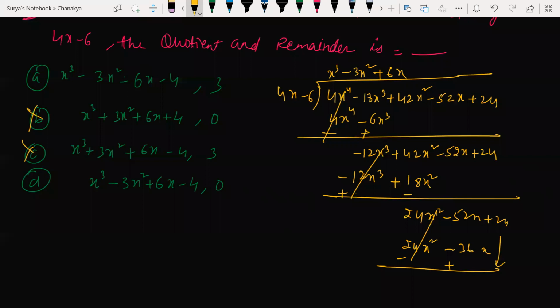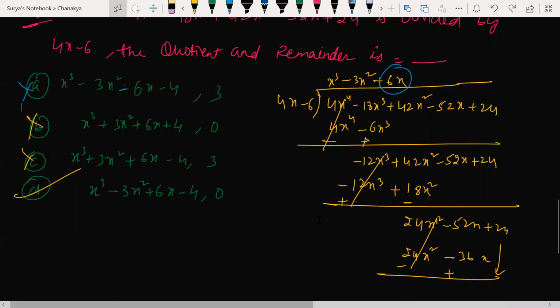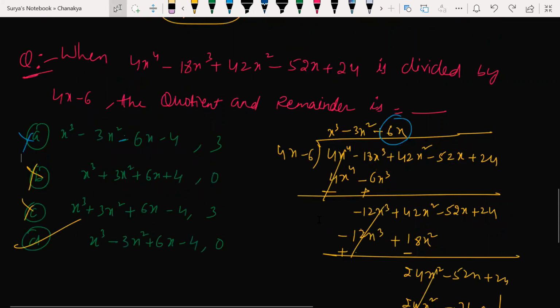Option D is correct. So no need to go through the entire thing. Look at it here. Here plus 6 I got. In option A, you have minus 6. So that got deleted. Option D is correct. No need to go for anything now. Very simple. That is how you have to follow, guys. Clear? Any doubts? No, sir.